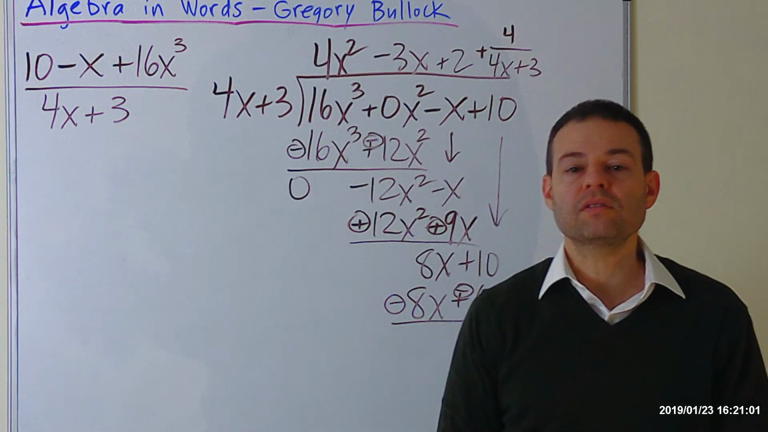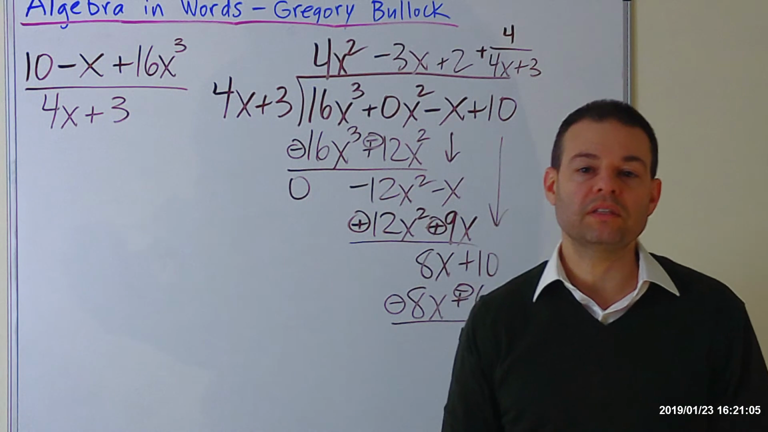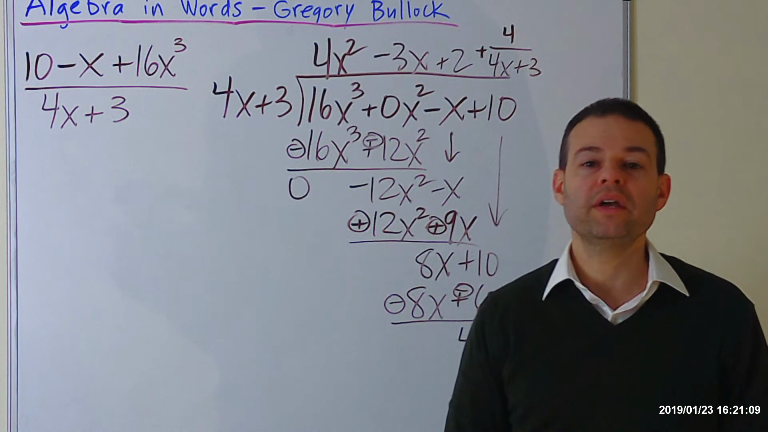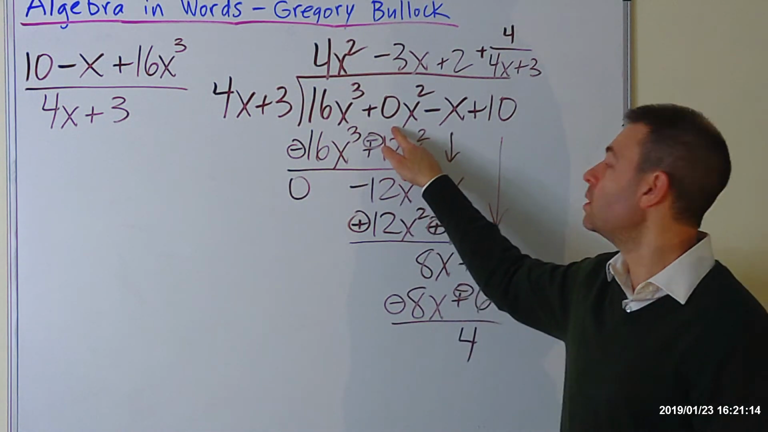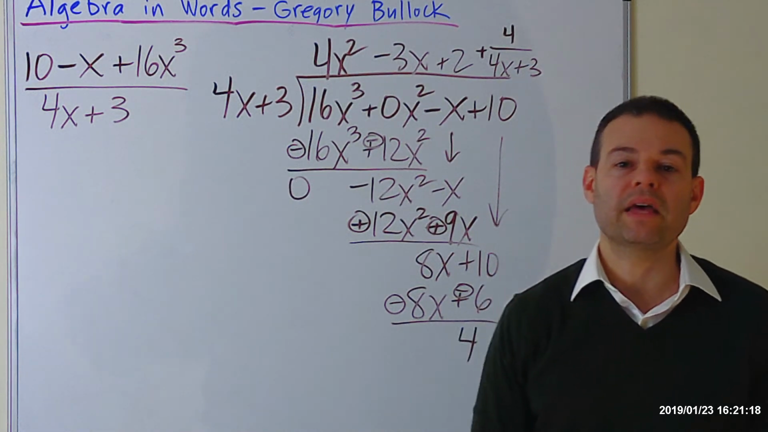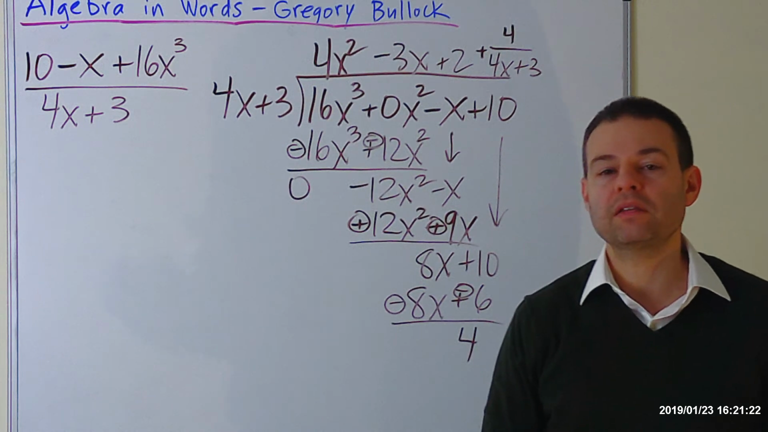And to summarize, we checked to make sure that we had all the proper terms and that it was in descending order. It wasn't at first, so we put it into descending order, and we did have a missing term, so we made sure to put in a placeholder 0x squared to make sure that that term at that exponent was properly represented.